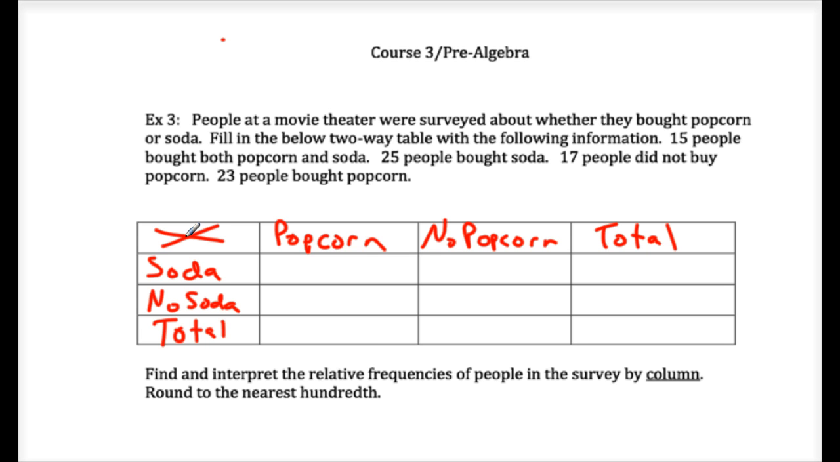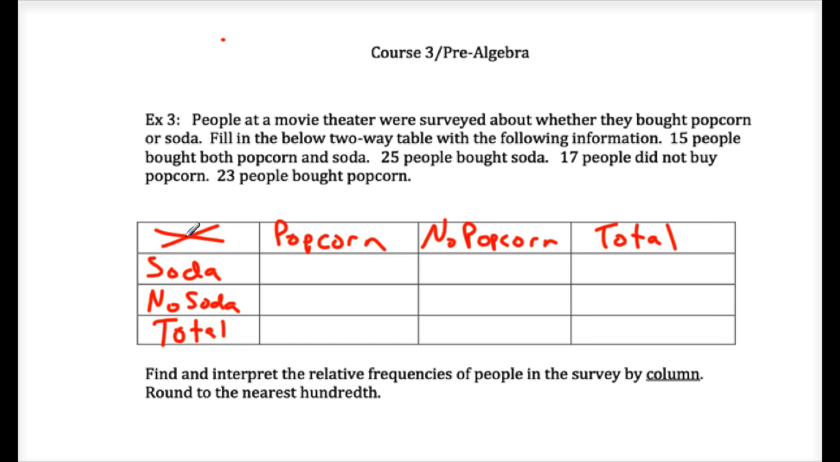25 people bought soda. Fifteen's correct, but you're wrong on the 25. Everybody can put the 15 in the right spot, you guys can all do that. It's the 25. Nobody can get the 25 right.